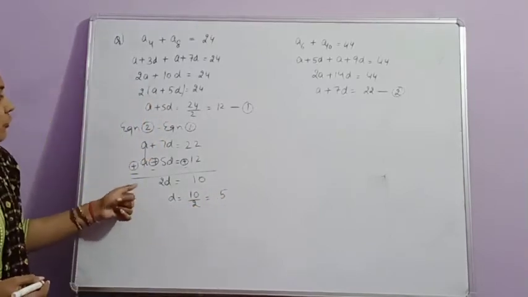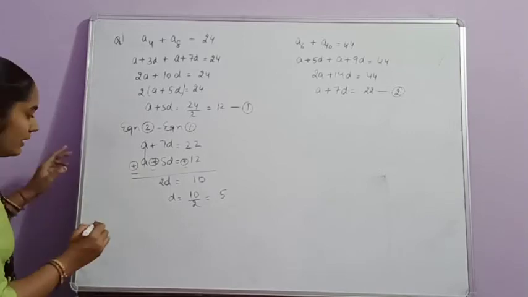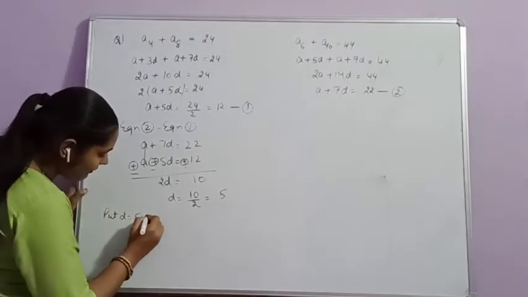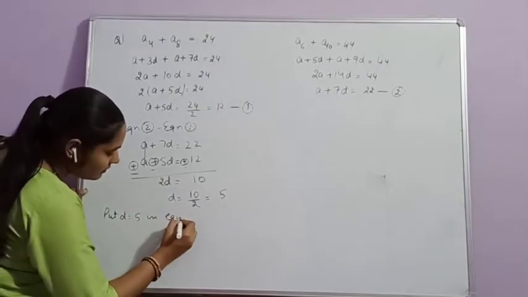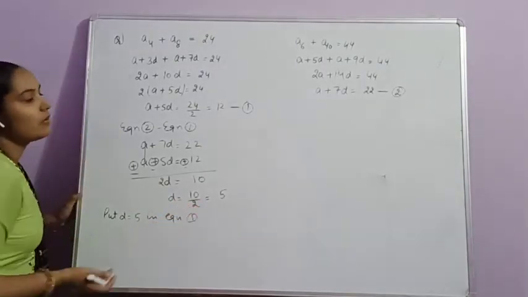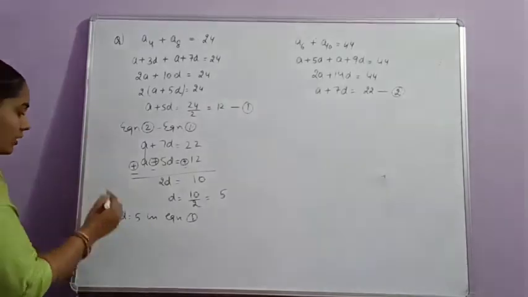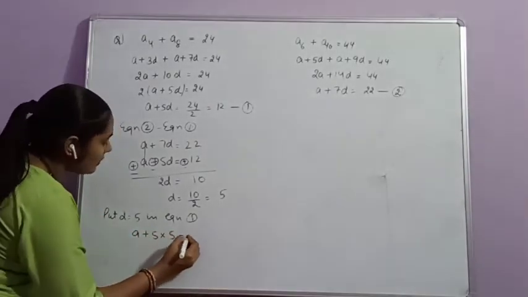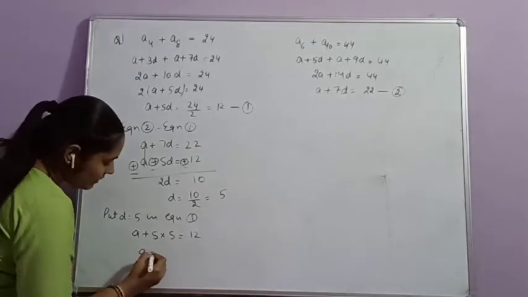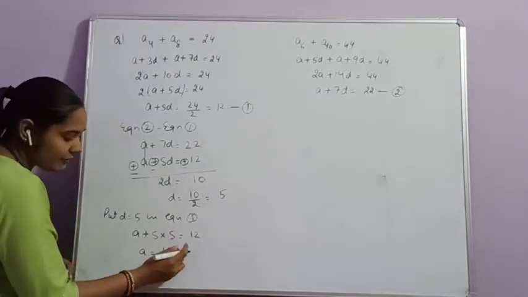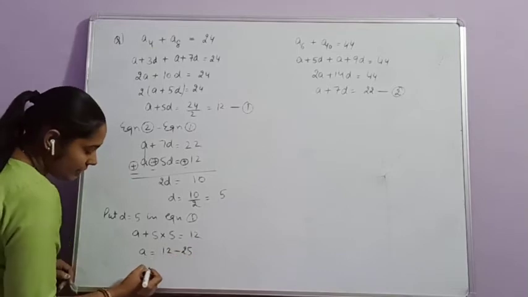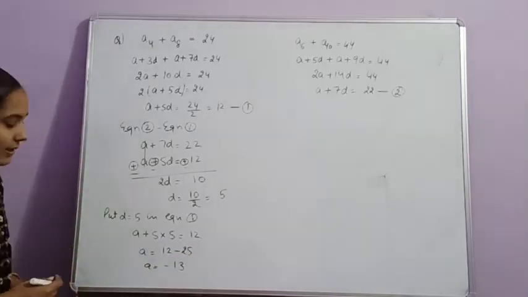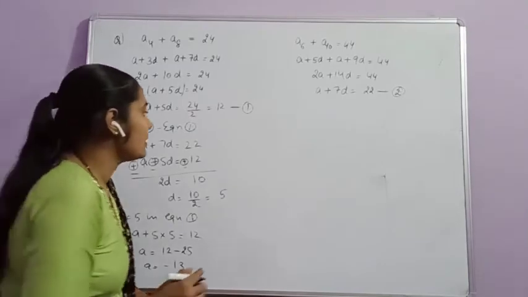Now we can find value of A by putting D in equation 1. Put D is equal to 5 in equation 1. We can put it in equation 2 also. A plus 5 into D, D is 5, is equal to 12. A is equal to 12 minus 5 5s are 25. A is equal to minus 13. Here that is the value of A, that is first term.